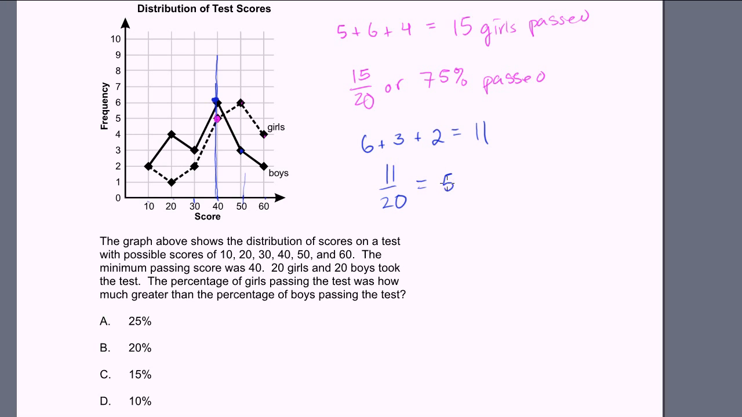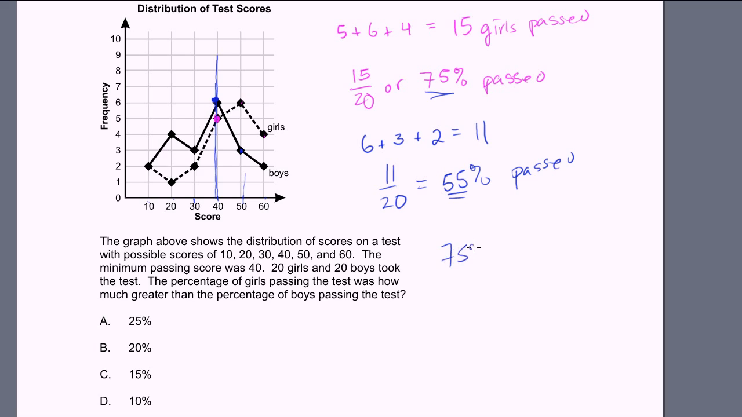So this is equal to 55% of the boys passed. Now, what did they ask us? I forgot already. The percentage of girls passing the test was how much greater than the percentage of boys passing the test? So 75% is how much greater than 55%?